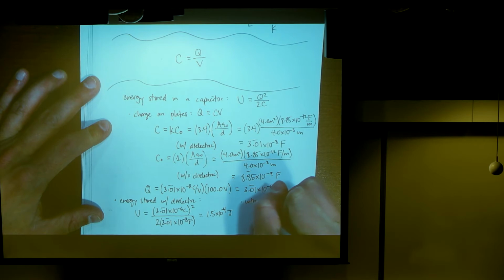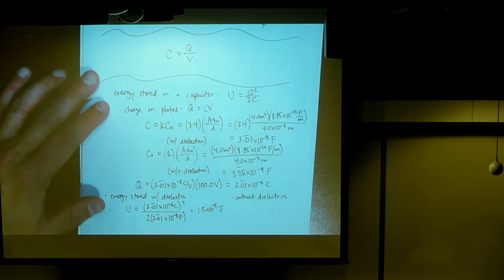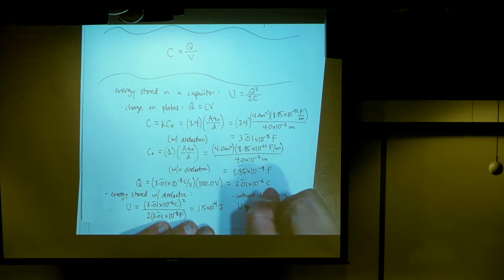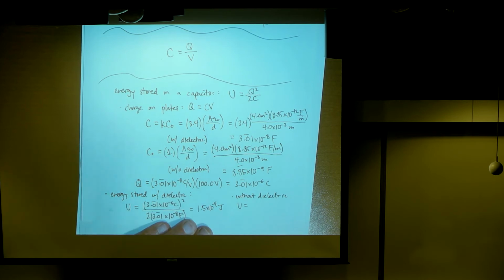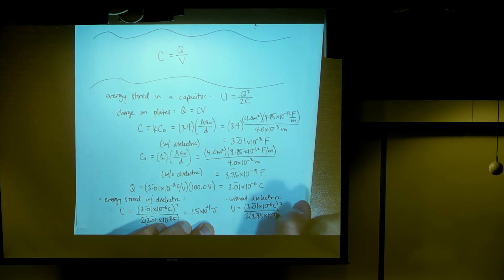Now let's do without. So this is the last step where we remove the dielectric. Now that's gone. So U is equal to the same charge as before. Remember, that's not going to be able to change. So that's 3.01 times 10 to the minus 6 coulombs squared, divided by 2 times C, and now our capacitance is this value, which is 8.85 times 10 to the minus 12 farads. Can you crunch those numbers for me?